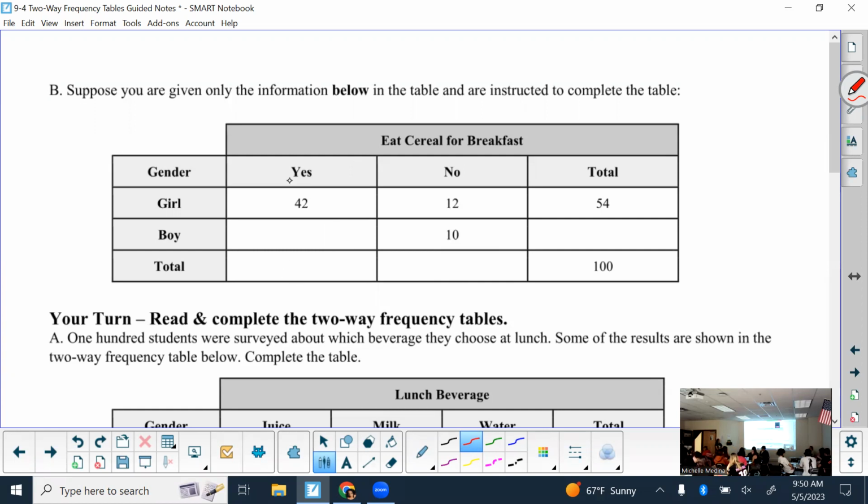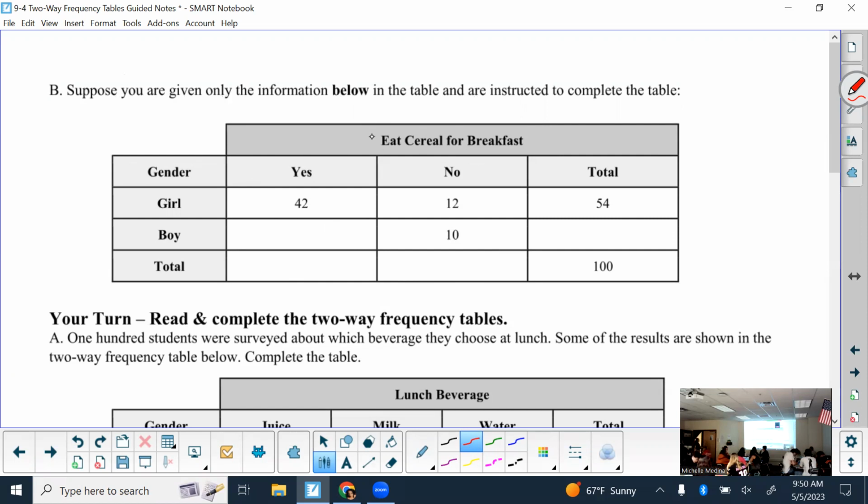So looking at this, it doesn't give me really any description. It's just you read the table. It looks like we're comparing gender versus whether or not you eat cereal for breakfast. So very important stuff in this.